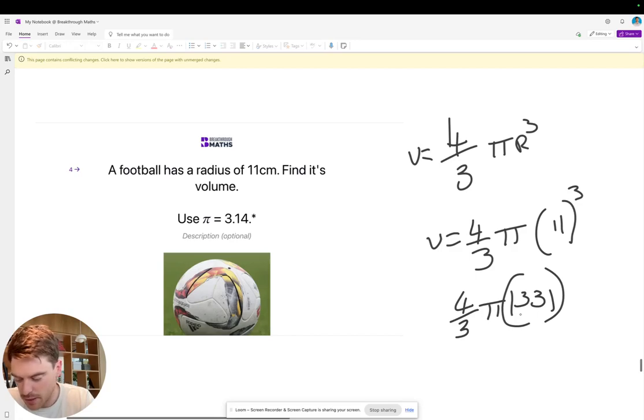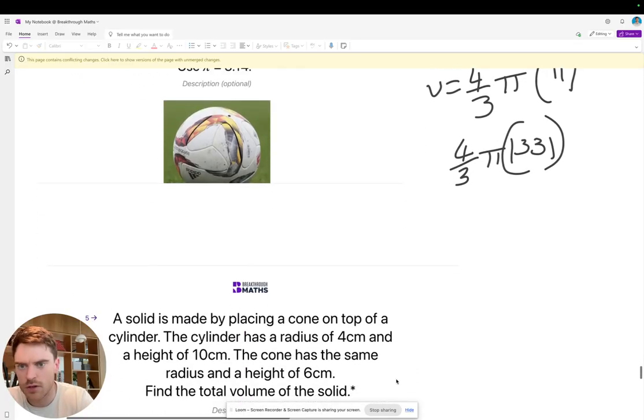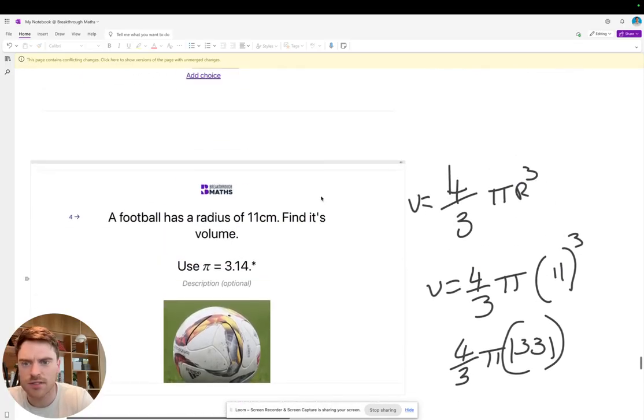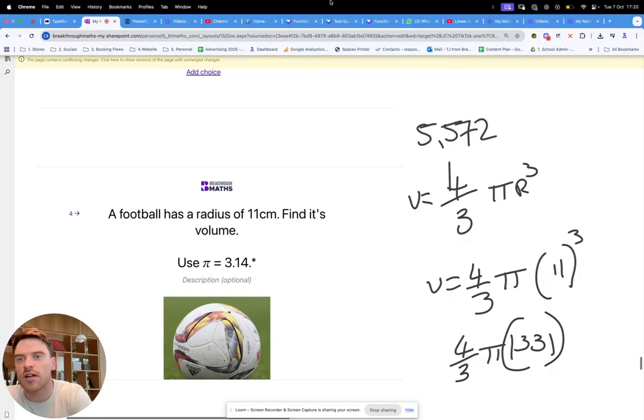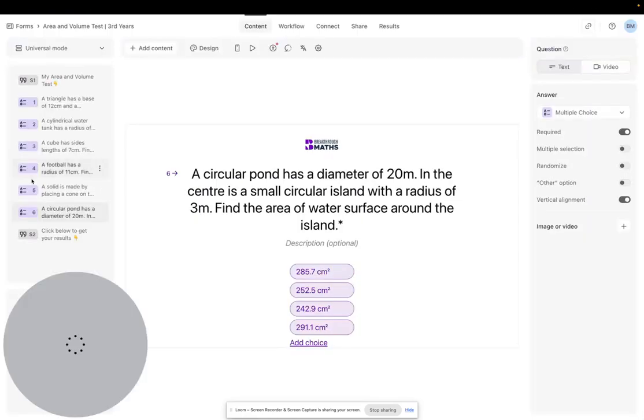1331 multiplied by 3.14, and then multiply that by 4 over 3. Oh, I cut off the answer. 4 divided by 3, multiplied by 4, divided by 3. 5572. Just make sure that's in the answers here. 5572.